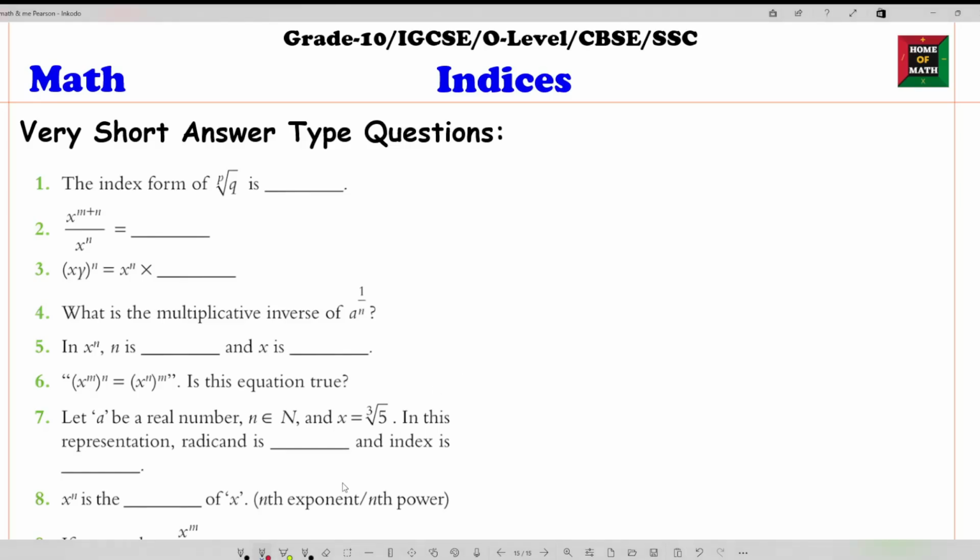In this video we are going to solve very short answer type questions based on indices, and these types of questions are very important for any kind of competitive examination. Let's start. First question: the index form of the pth root of q is? We know the nth root of x means x to the power 1 by n. So our answer is q to the power 1 by p.